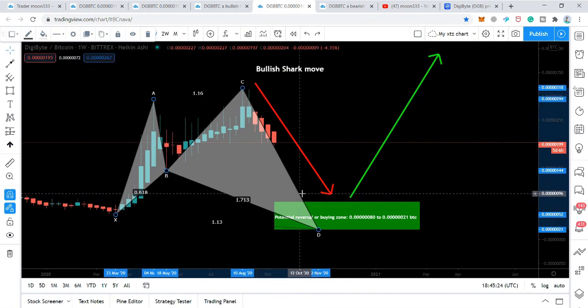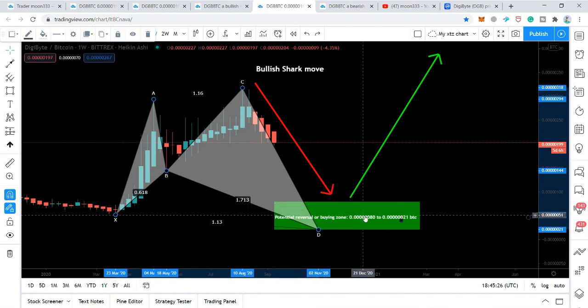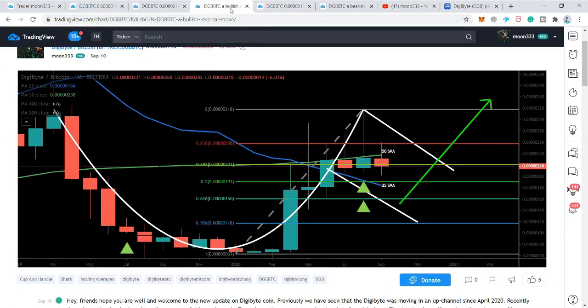And in order to complete this leg, the price action needs to enter at this level, that is the 80 Satoshis to 21 Satoshis. That will be a very, very powerful bearish rally to the downside. But at this time, I'm not expecting it, unless this 25 simple moving average on the monthly chart is broken down.